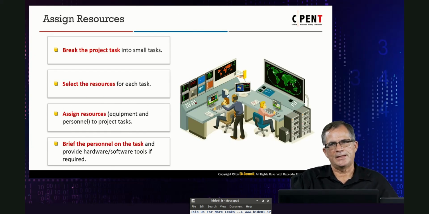And then your job as the team lead is to assign your resources. Break it into smaller tasks. Remember, the way this works is you take a project and break it into smaller tasks. Select resources for each task and assign them: equipment, personnel, all that type of stuff. Brief the personnel on the task and provide hardware and software tools if required.